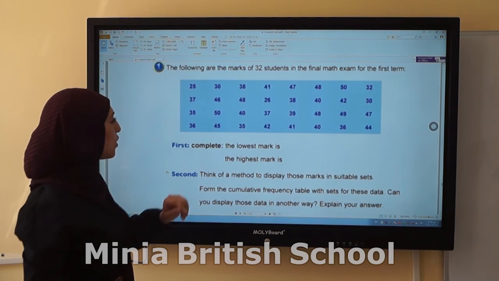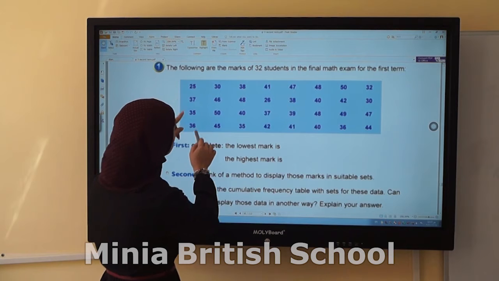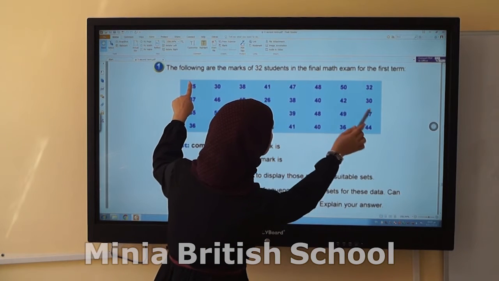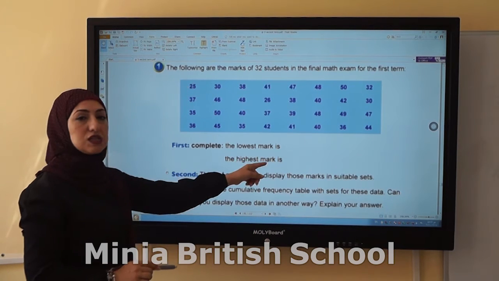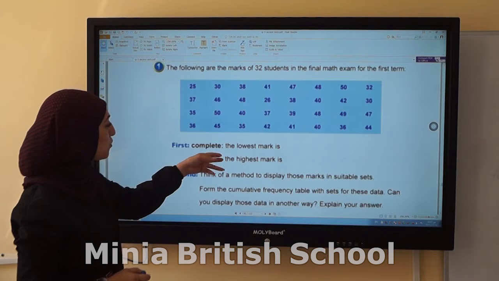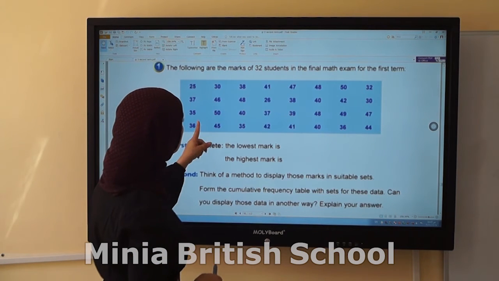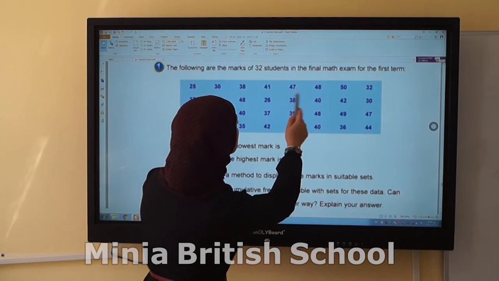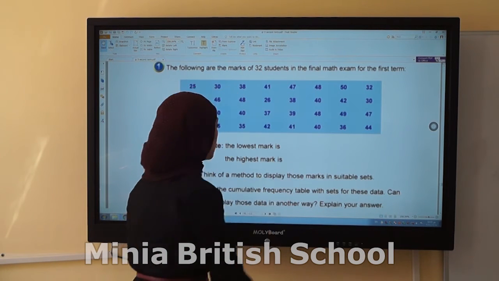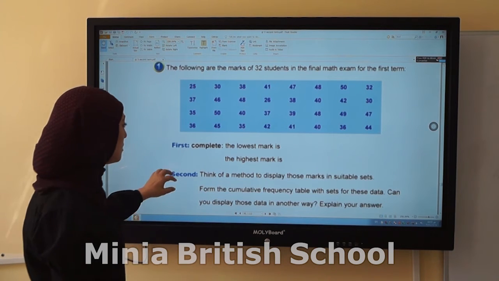What is the lowest mark here? What is the lowest mark? 25. So, 25 is the lowest mark. Now, what is the highest mark? 50. So, 50 is the highest mark.